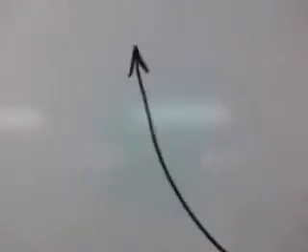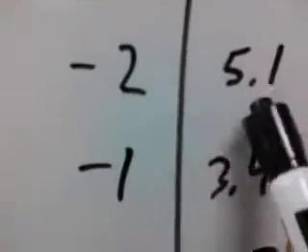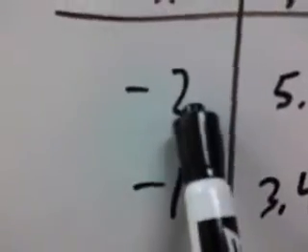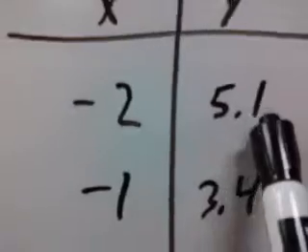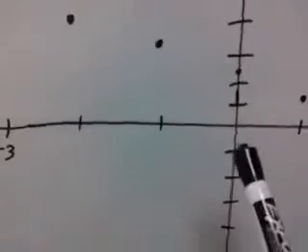And when I graphed these points, I noticed that my graph didn't look like the curve. So I had to add on another point. So I graphed my points here. I graphed -2, 5.1. That means I go 2 to the left and up 5.1. So that's what I've done here.